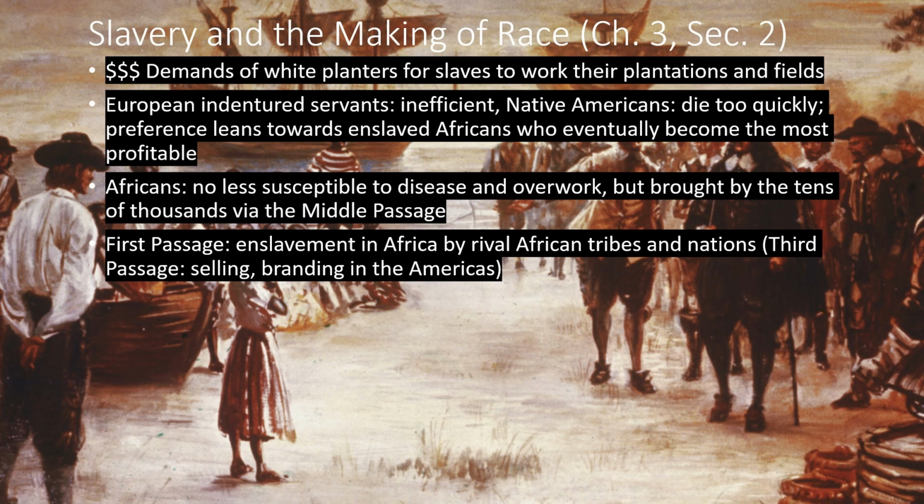So the first passage refers to when these folks were enslaved in Africa. And often we learn that most of the enslaved Africans who were brought from Africa were captured by rival African groups and nations. Again, these were folks who did not see themselves as one people, and hence when they went to war with each other, they captured them and sold them to Portuguese slavers.